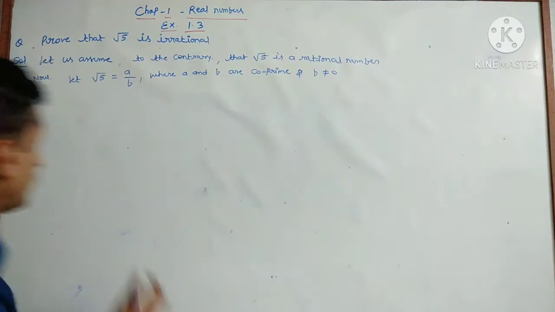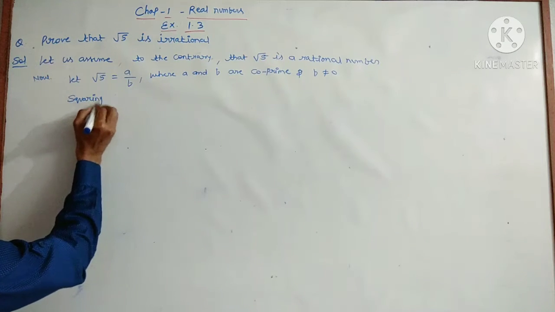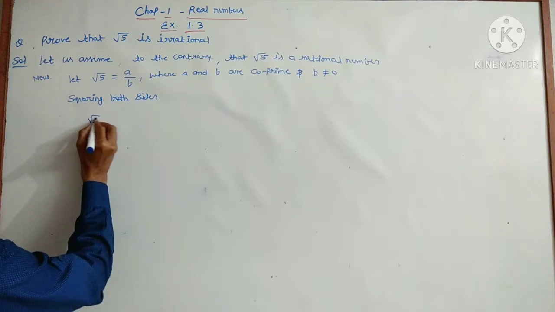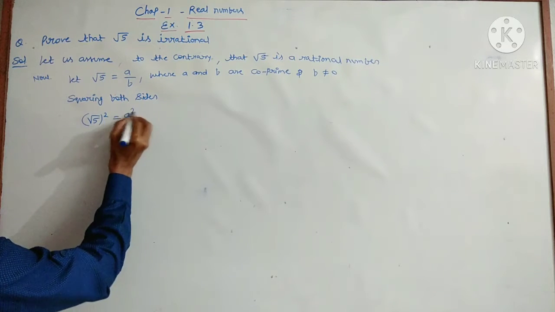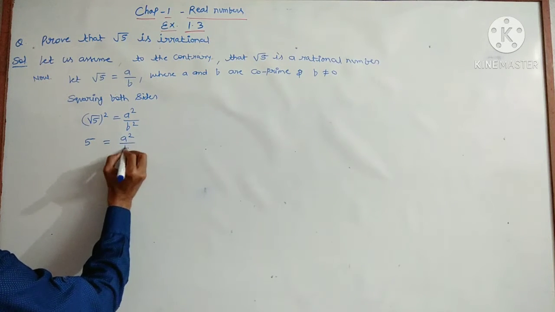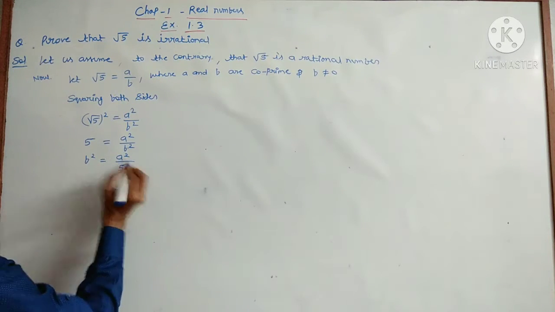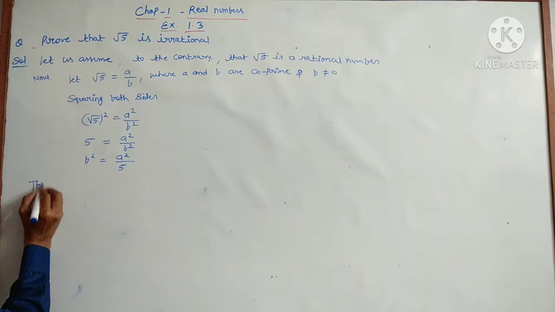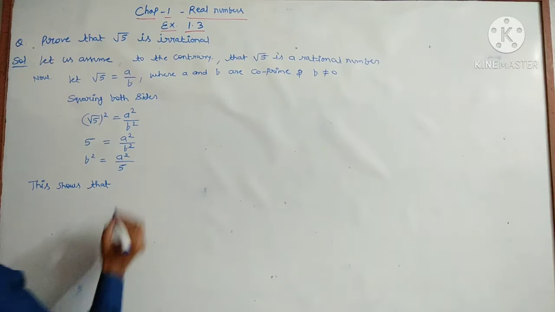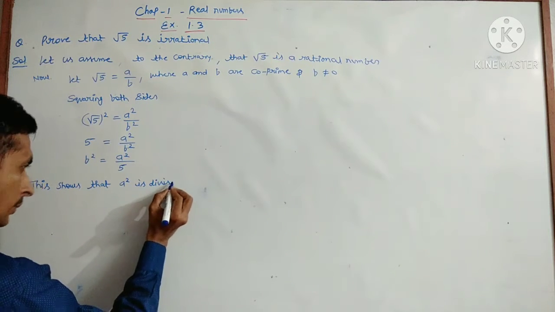How to solve? Look at this one. Here root 5 equals a upon b, so you can write, squaring both sides, root 5 whole square is equal to a square upon b square. So that will be 5 equals a square upon b square. So now you can write b square equal to a square upon 5. Okay, this shows that a square is divisible by 5.